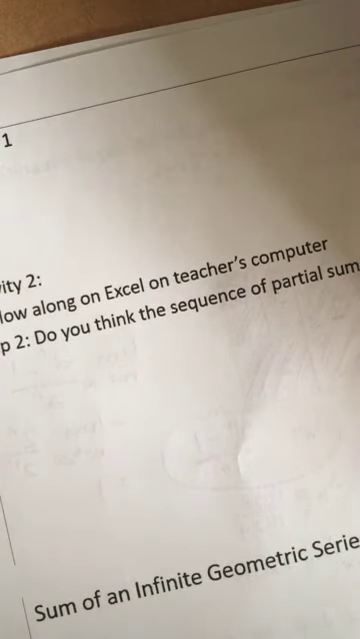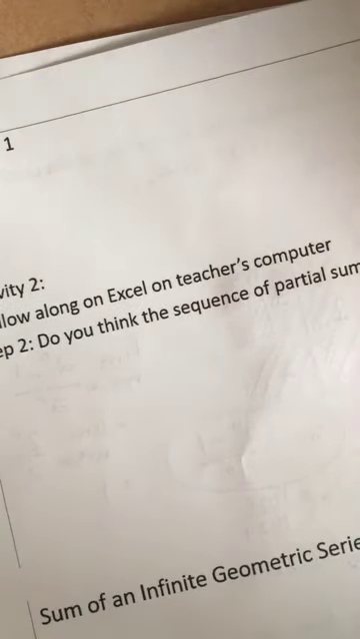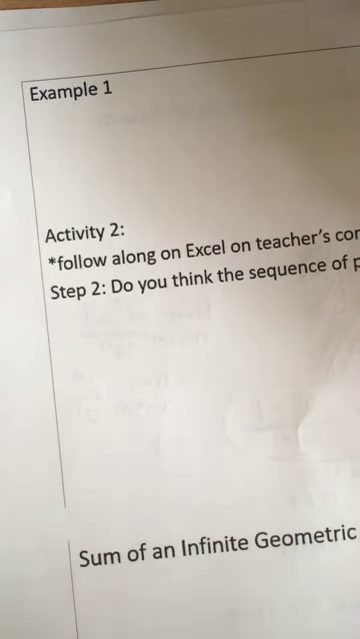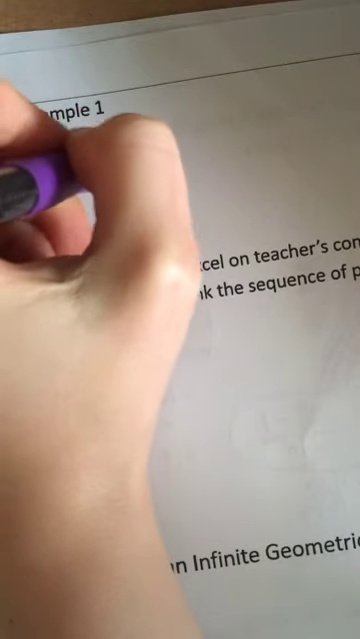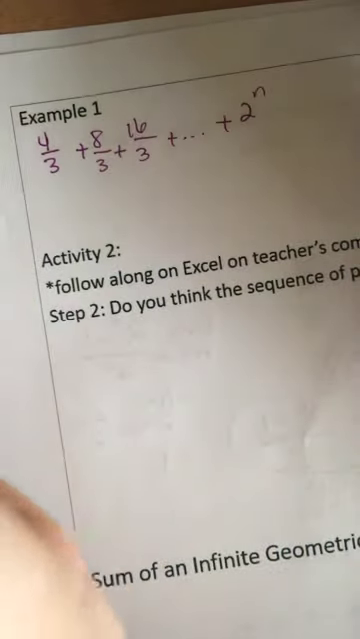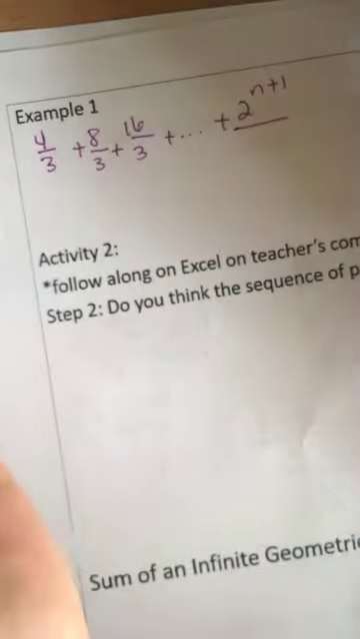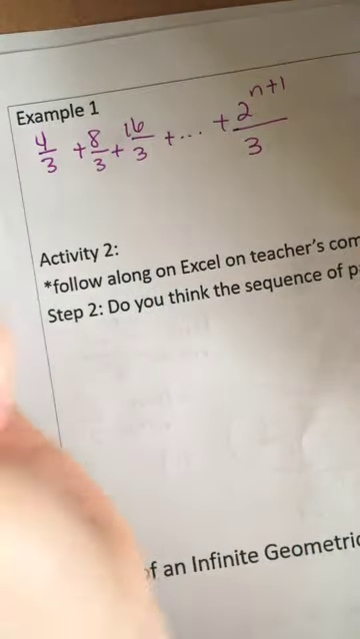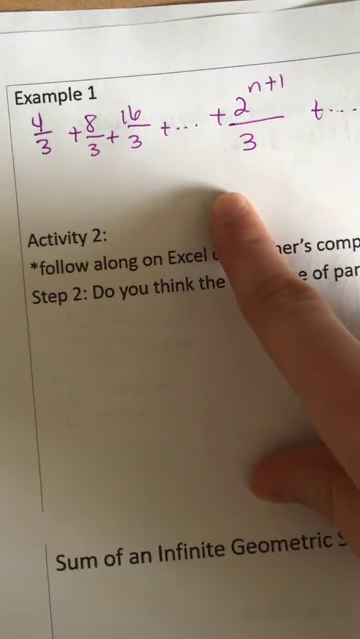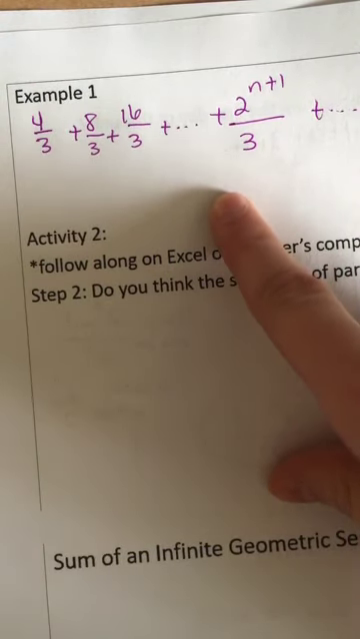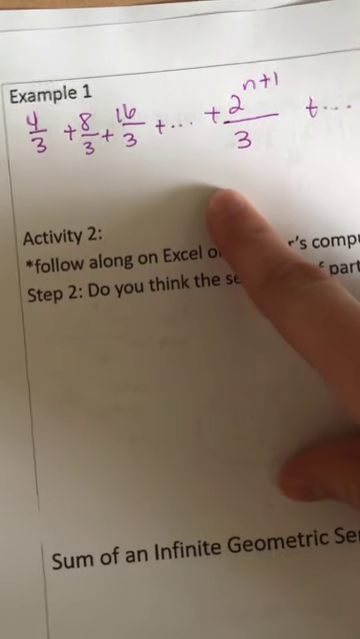So example 1, consider the infinite sequence that's been given. It's associated with its series, meaning you just add all the numbers up. What type of sequence is this? So we have 4/3 added to 8/3 added to 16/3, and our general pattern is 2 to the n plus 1 over 3. And this continues forever. Okay, so this is the series because we're adding the numbers up. A sequence would just be putting these with commas.